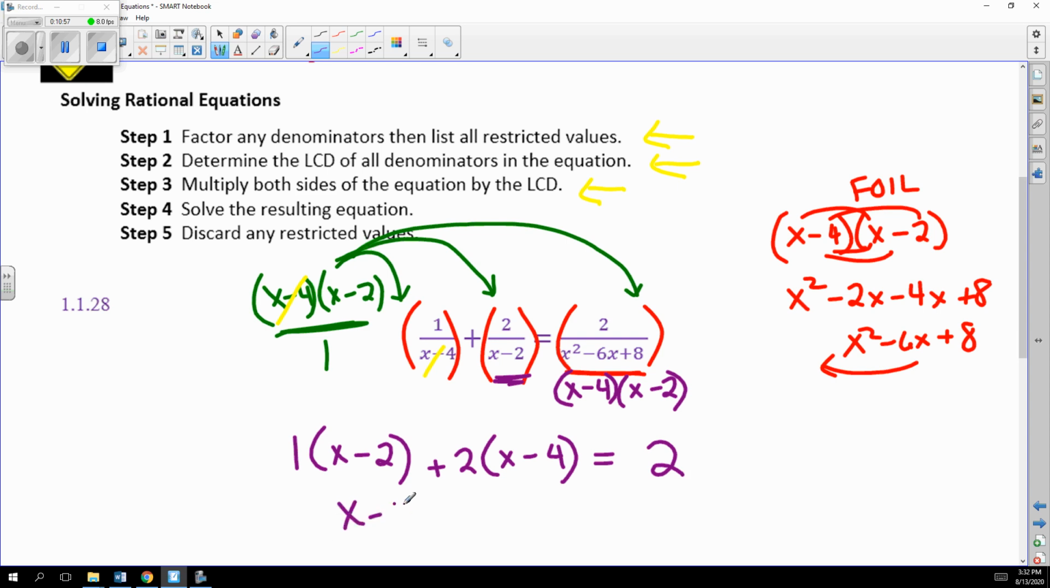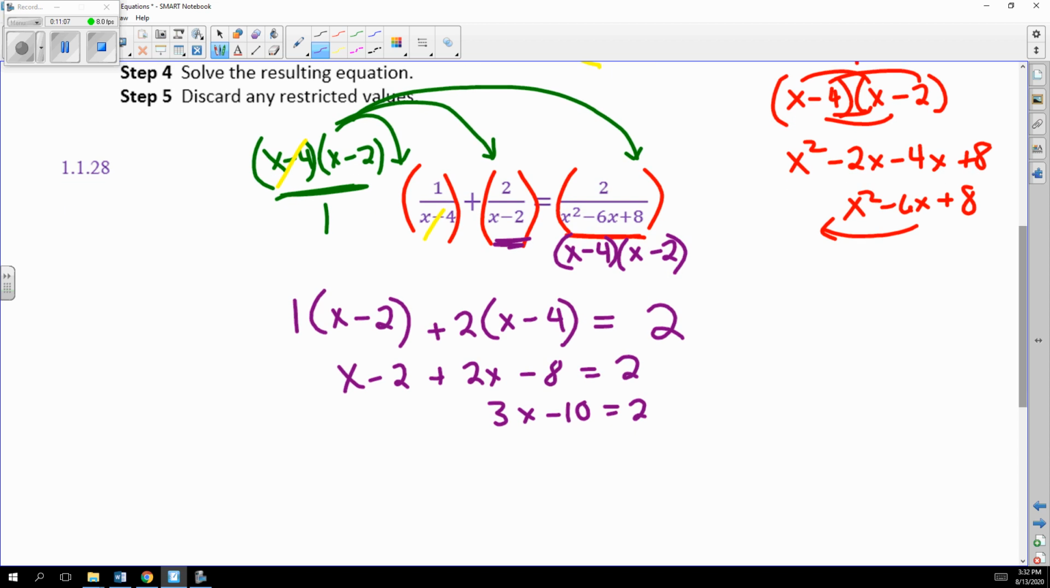So you get x minus 2 plus 2x minus 8 equals 2. Combine like terms, 3x minus 10 equals 2. Move the 10 to the other side, add 10 to both sides, and you get 3x equals 12. Divide both sides by 3, you get x equals 4. Right? Okay, but watch out. Notice that you need to check for extraneous solutions. Watch out.